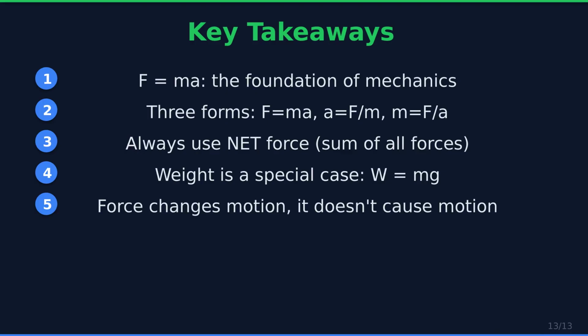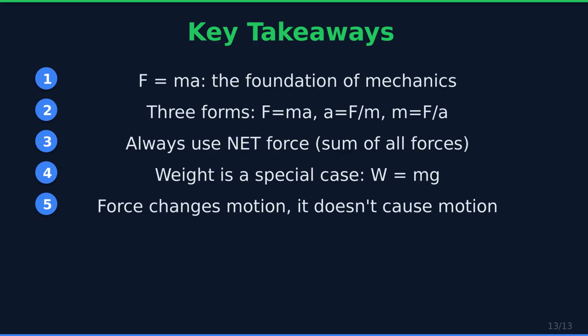Before we finish, let me address the number 1 mistake in physics. Many students think you need a force to keep an object moving. That's completely wrong. You only need force to change an object's motion, to speed it up, slow it down, or change its direction. An object with zero net force keeps moving at constant velocity forever. This is Newton's first law. A hockey puck slides across ice precisely because friction is almost zero.